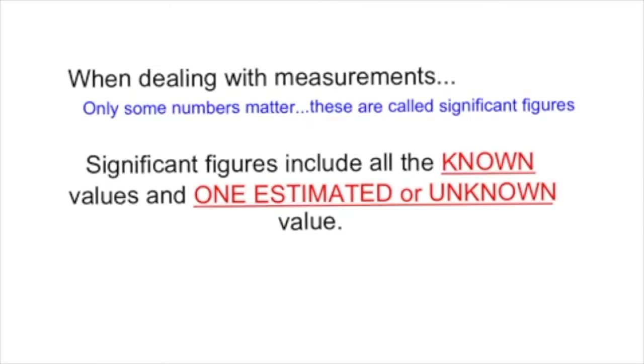When we're dealing with measurements, only some numbers matter. We call those numbers significant figures. Significant figures are a really important portion of chemistry and science in general, because of a couple things that we'll talk about at the end of this video. But when we are talking about significant figures, they include all of the known values that you are 100% sure of, as well as one estimated number, one unknown number. And we'll give some examples of known versus unknown numbers here in just a second.